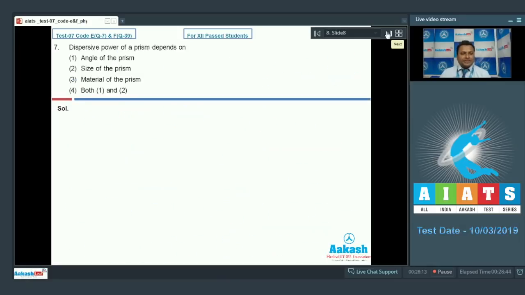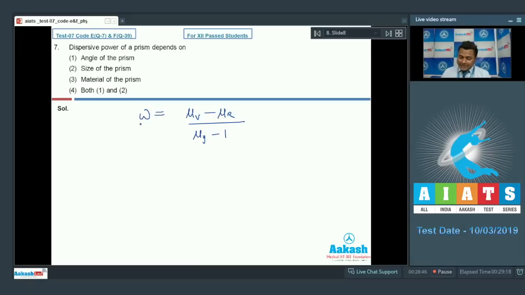So here is question number 7. Dispersive power of a prism depends on, you are having 4 options: angle of prism, size of prism, material of prism, both 1 and 2. Now we know the expression for dispersive power of the prism as omega equals mu v minus mu r divided by mu y minus 1, where mu v, mu r and mu y are the refractive indices for violet, red and yellow colors respectively.